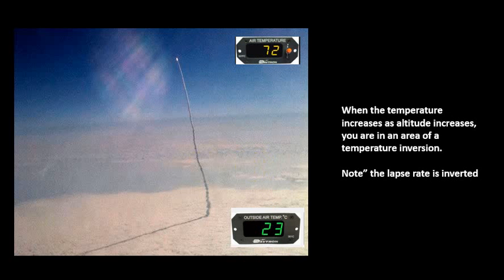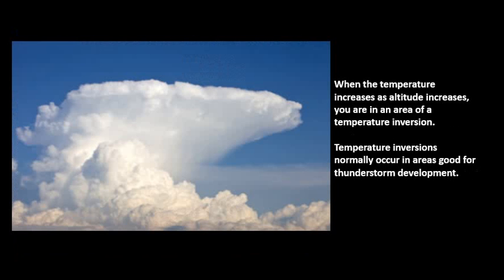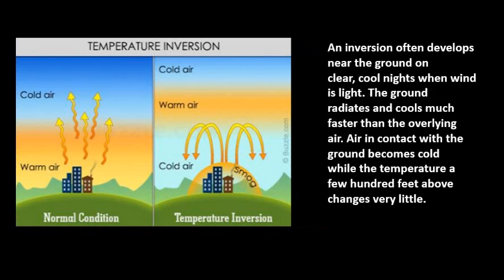Temperature inversions are wonderful. I won't say wonderful. It's a breeding ground for thunderstorms. That's what I'm trying to say. When the temperature increases as altitude increases, you're in the area of a temperature inversion. Temperature inversions normally occur in areas good for thunderstorm development.